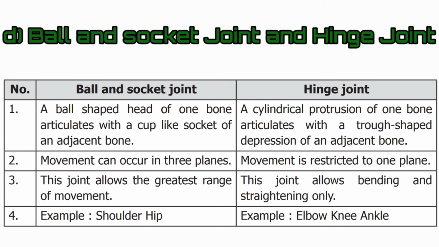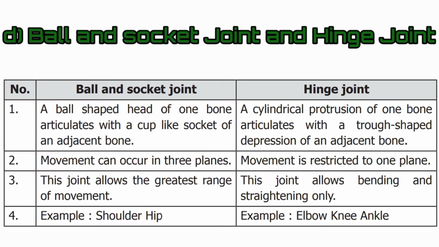Ball and socket joint, a ball shaped head of one bone articulates with a cup like socket of an adjacent bone. Hinge joint, a cylindrical protrusion of one bone articulates with a trough shaped depression of an adjacent bone. Ball and socket joint, movement can occur in 3 planes. Hinge joint, movement is restricted at one plane.